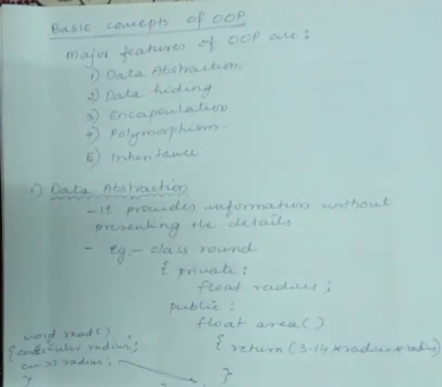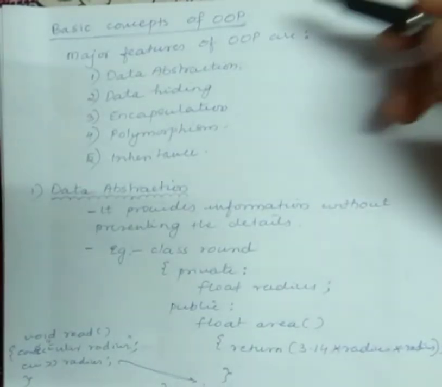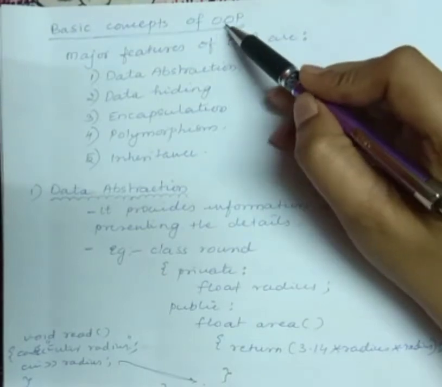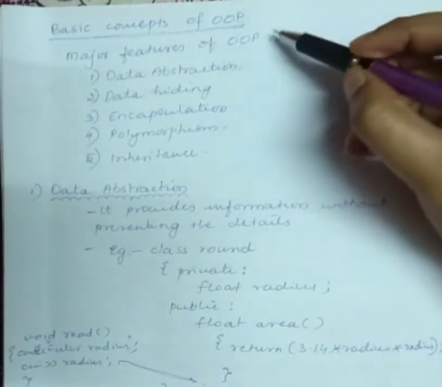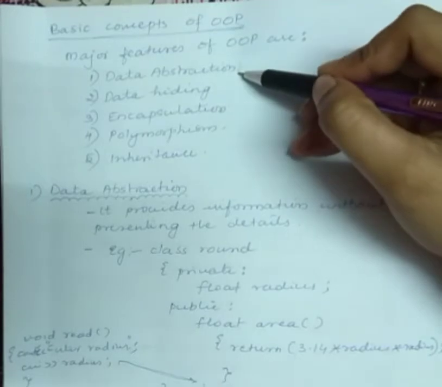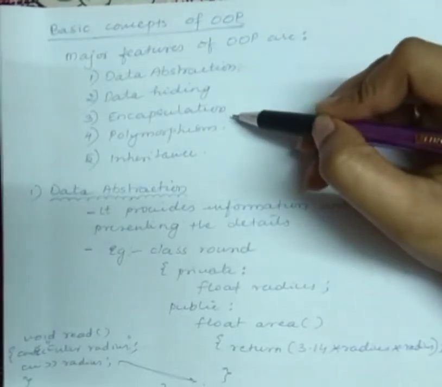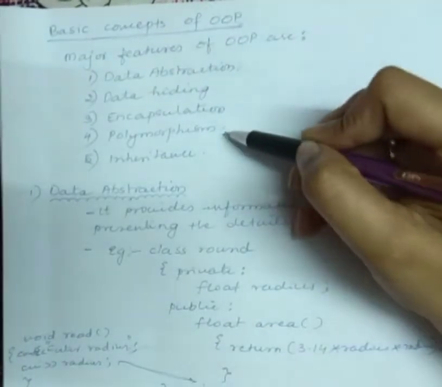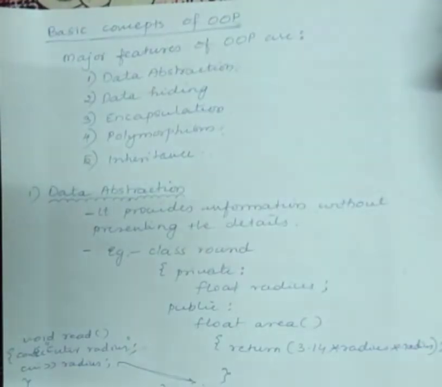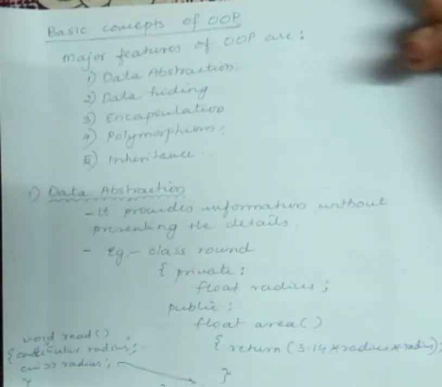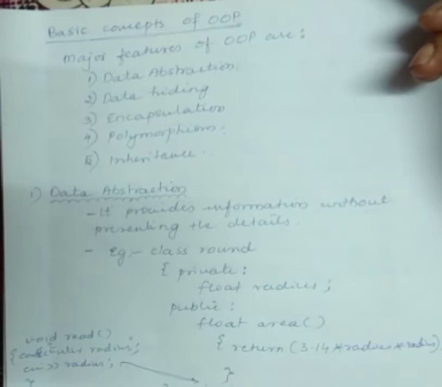In this lecture, we will just see what are the basic concepts of OOP. OOP means object-oriented programming. The main features of OOP are: first, data abstraction; second, data hiding; third, encapsulation; fourth, polymorphism; fifth, inheritance. These features are possible only because of the facility known as class and its objects. I think now you all know what a class is, how to define a class, declaration of objects, etc.